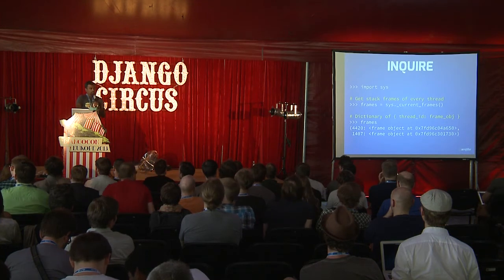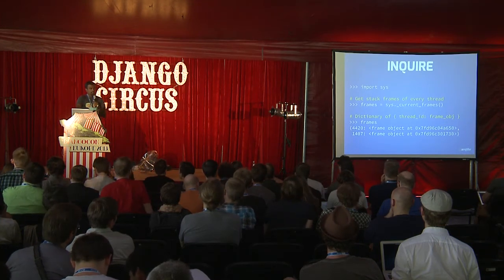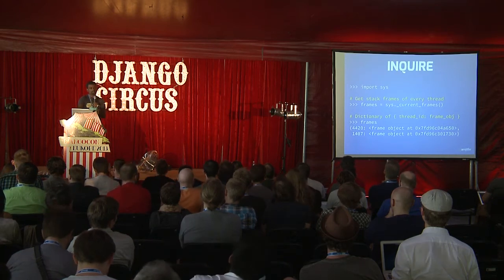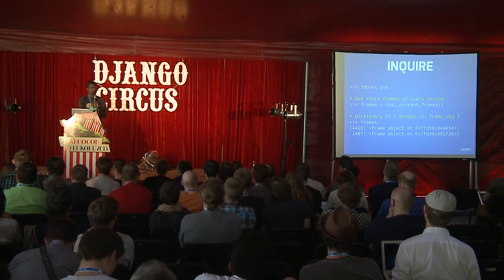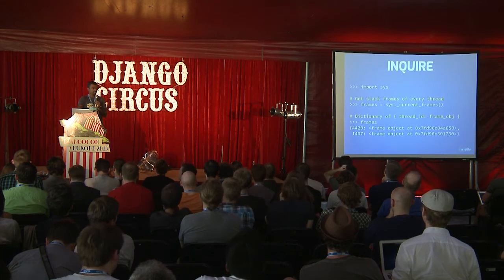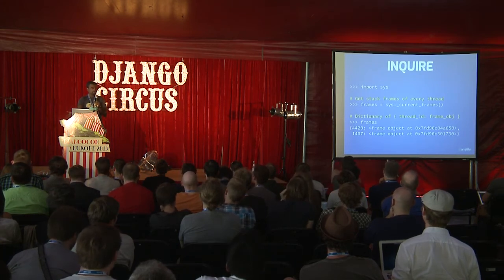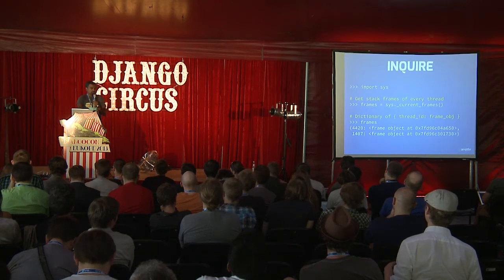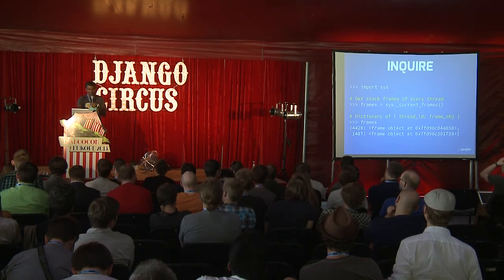Here you do import sys, and then you say sys._current_frames. And the underscore part is very important. This is a private method. We're not supposed to be using this. It's not like a public API that's never going to change, but it's there. We're going to use it. I mean, if it changes, oh well.